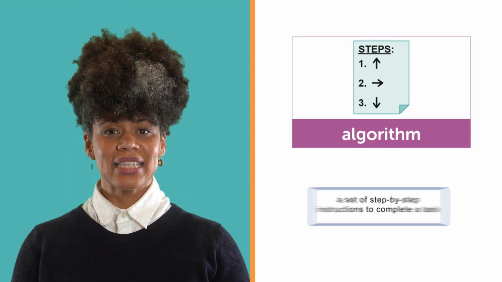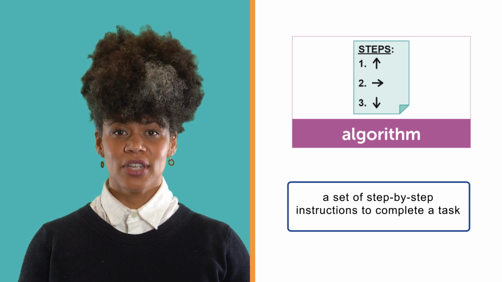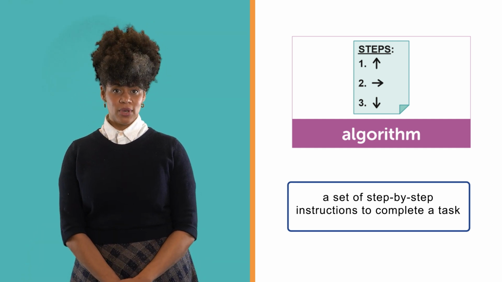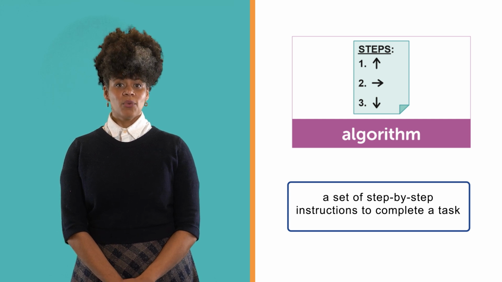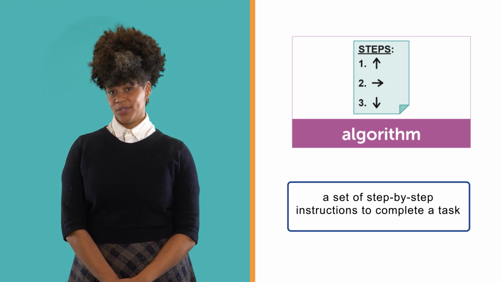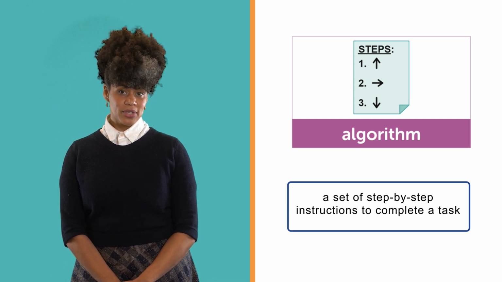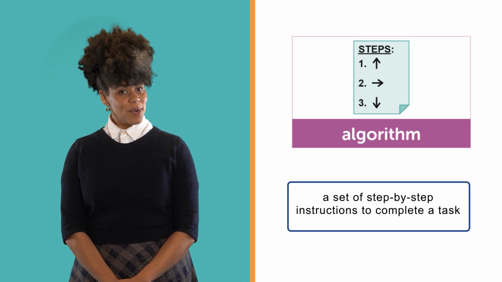An algorithm is a set of step-by-step instructions to complete a task. Humans can use words or symbols to communicate the steps in an algorithm. When humans want a computer to do a task, we can't use the same words or symbols that we would give to a person. A computer needs a program.